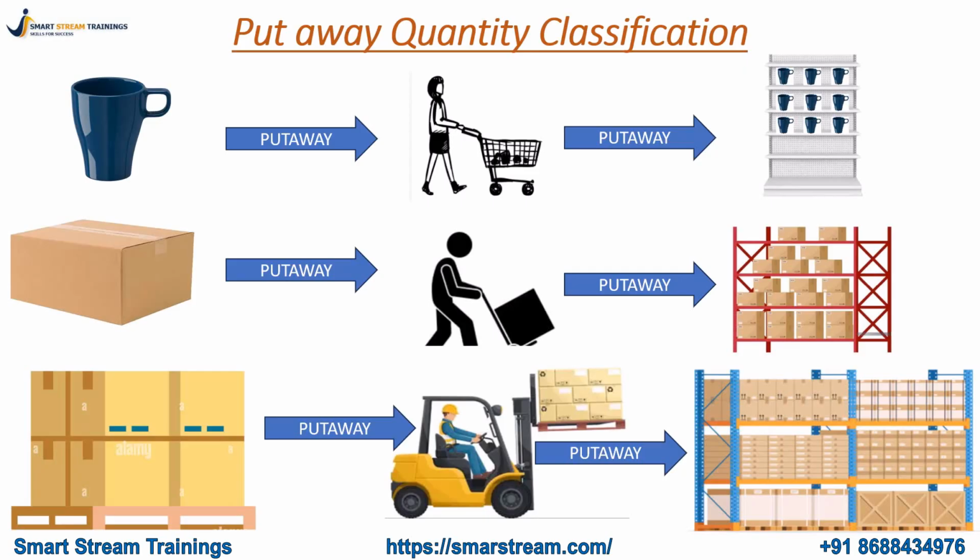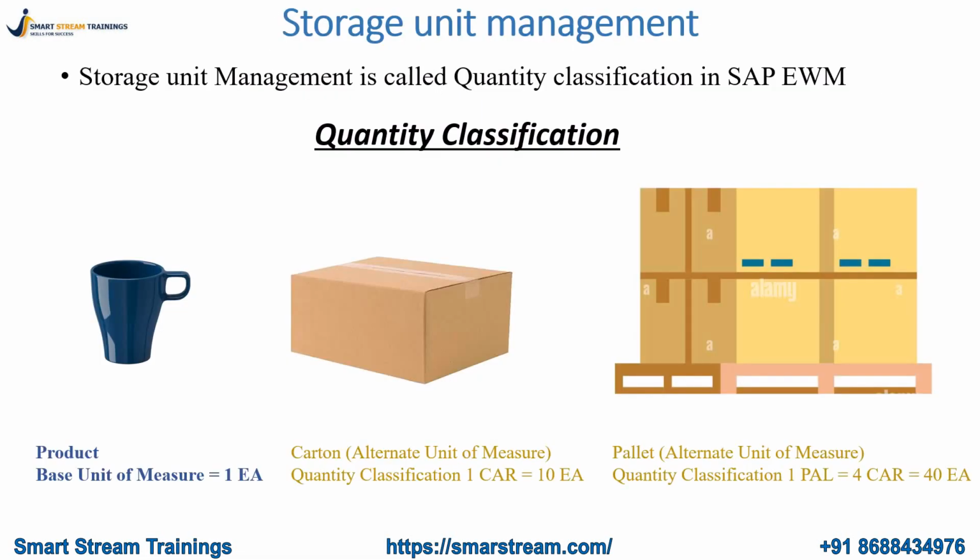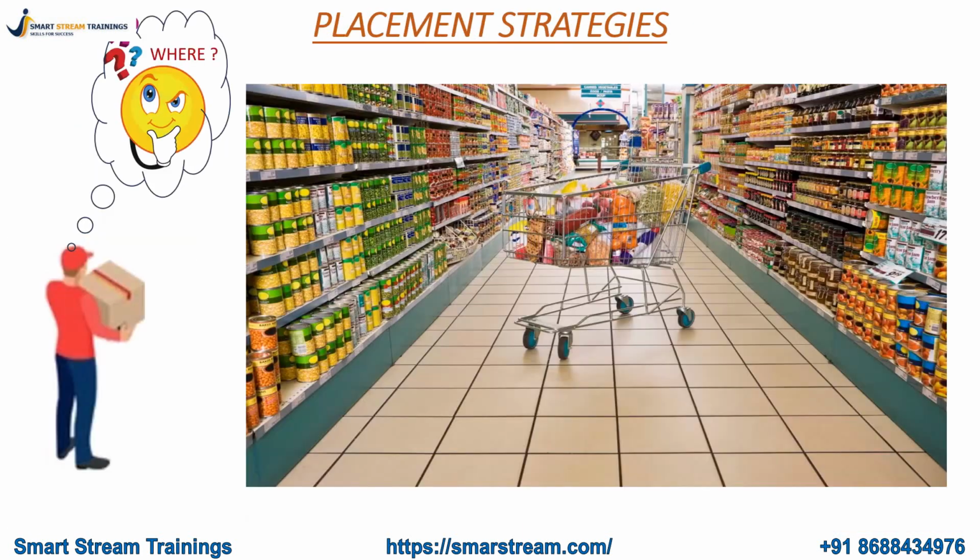So this is how the quantity classification in SAP EWM is going to help store products in different storage types, or where exactly they have to be stored. So this is what I wanted to say about quantity classification. Let's get into another topic: what exactly are the placement and removal strategies. So now let's go to the placement and removal strategies.